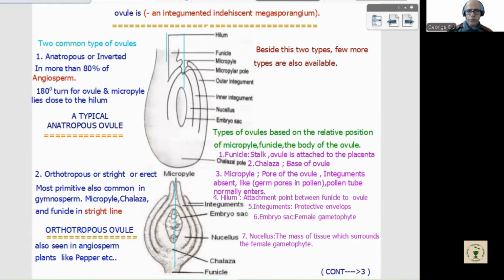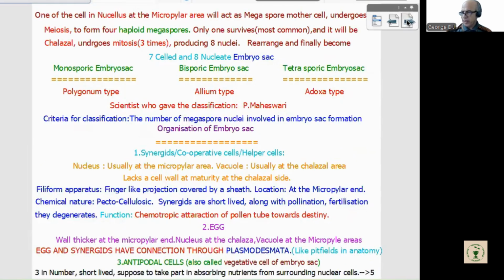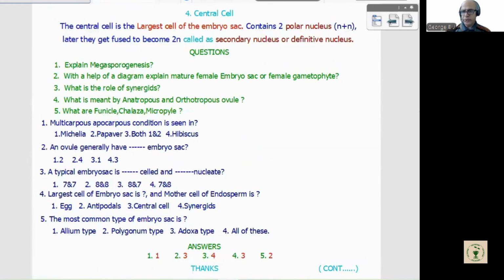Then 2 common types of ovule, anatropous as well as orthotropous, their features, and why they are anatropous and orthotropous. Classification of ovules, what the criteria are. Then labeling of the ovule. After that, we proceeded to megasporogenesis and megagametogenesis, starting with the nucellus and archesporial cell. Then what are the structures seen in an embryo sac, 7-celled 8-nucleate, how it becomes monosporic, bisporic, tetrasporic, each component, their features. After that, we observed certain theory questions and entrance questions.